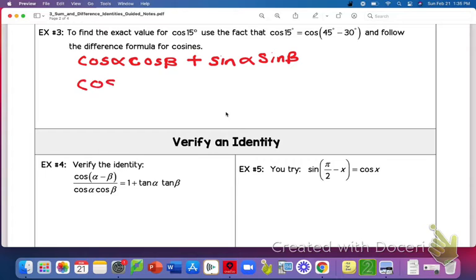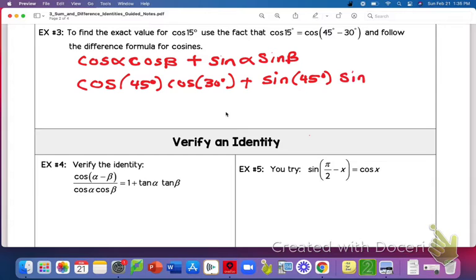So let's put it in context here. So the cosine of 45 degrees times the cosine of 30 degrees plus the sine of 45 degrees times the sine of 30 degrees. Now we should know all of these. So if I go from the unit circle, or we should know 45s, right? That's just going to be a root 2 over 2. My cosine at 30 degrees, we said it before, was root 3 over 2. My sine at 45 is root 2 over 2. And my sine at 30 degrees is 1/2.